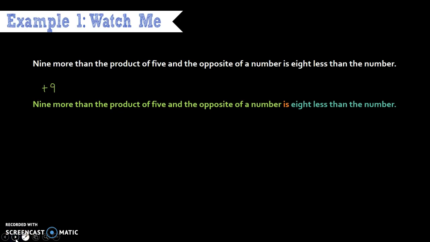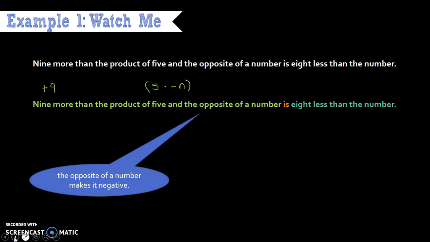9 more than means that I'm going to be adding 9 to something. 5 and the opposite of a number. The word product tells me I'm multiplying 5 with the opposite of a number. I'm using n to stand in the place of a number because I don't know what that number is. That shows us we're using a variable. The opposite of a number makes it a negative. So anytime you see the word opposite, you're going to use a negative sign. The flip-flop word right here, than, tells me that when I write this green part, I'm going to put the plus 9 second and the 5 times negative n first. I'm just flipping the order of what I see.